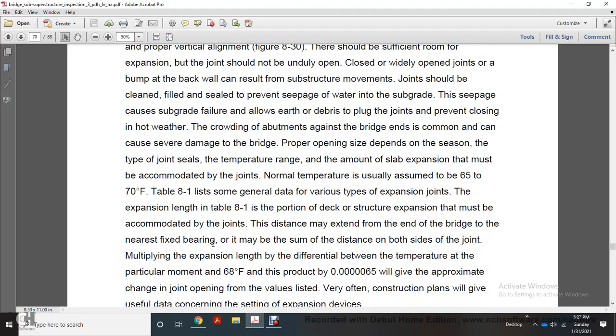The normal temperature is usually between 65 to 70 degrees Fahrenheit. Table 8.1 shows some of the general data for various types of expansion joint with the expansion length of the portion of the deck.